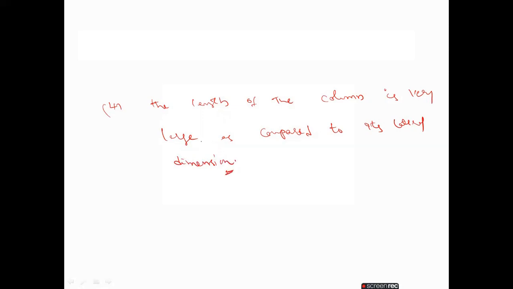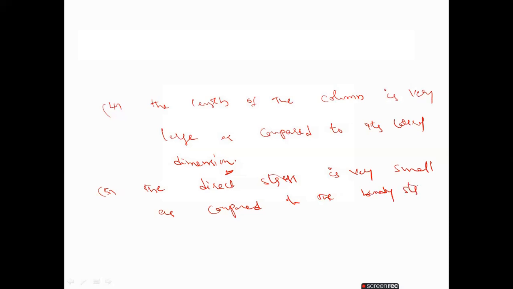So the length of the column is very large as compared to its lateral dimension. That is the fourth assumption. The fifth assumption is the direct stress is very small as compared to its bending stress. So the fifth assumption is saying that in the column, in the long column especially, the direct stress is very small as compared to the bending stress.